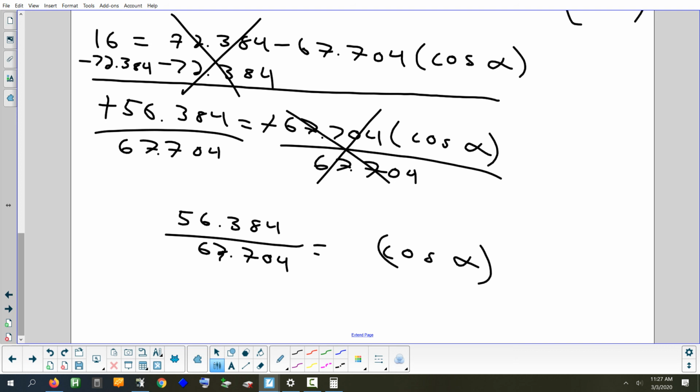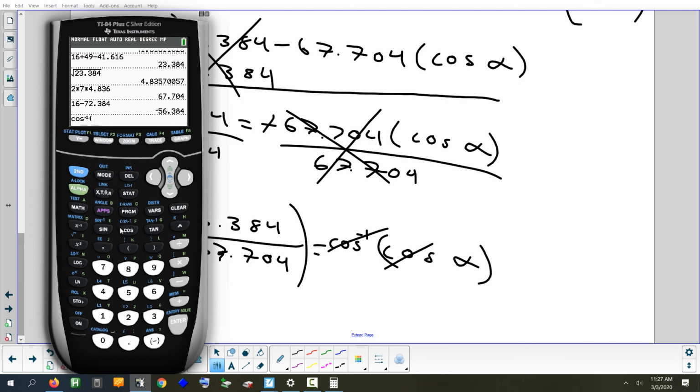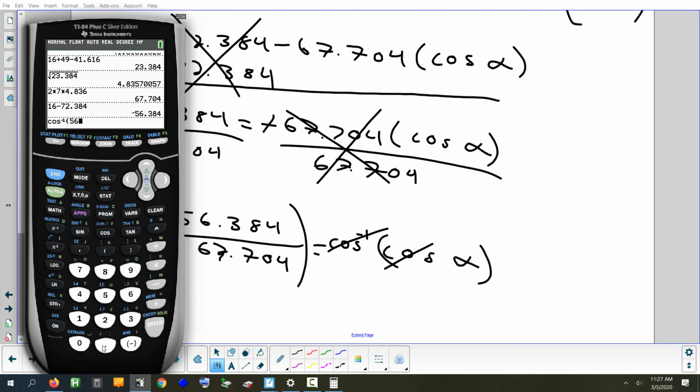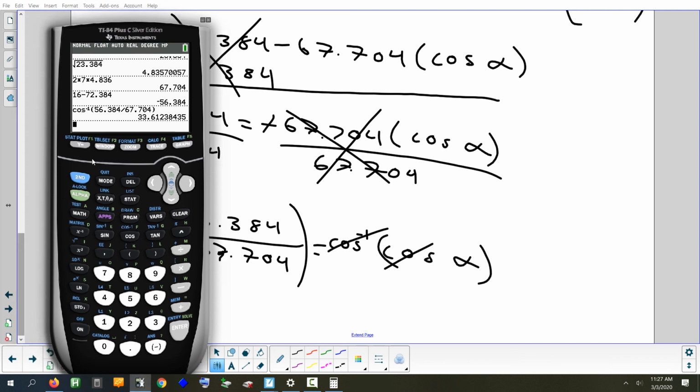Okay. Last step. How do we get cosine by itself? Inverse cosine. Yep. And you can only take the inverse cosine of a number between negative 1 and 1. That's why if the number on the top is bigger than what's on the bottom, you've got a fraction that's not between negative 1 and 1. Okay, so that's gone. And let's see what we get. So inverse cosine of 56.384 divided by 67.704 equals, and we get a 33.612.